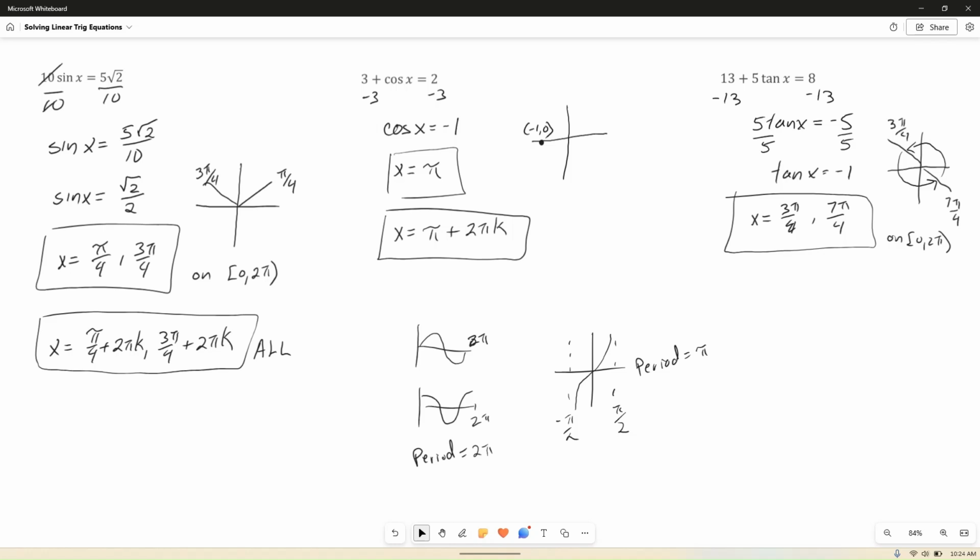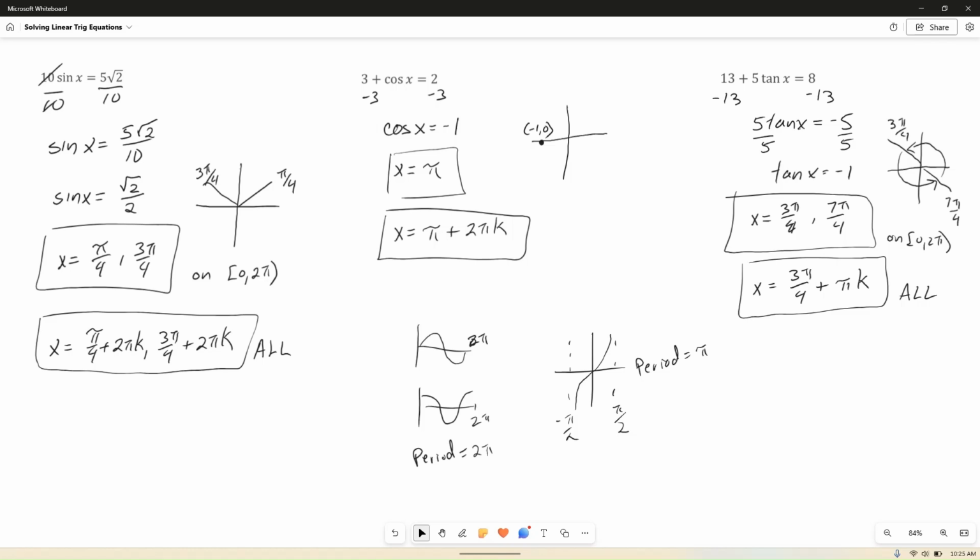So with tangent, if I'm going to express the infinitely many solutions, I don't need to use both of these. I just need to use one of them. Usually we can pick the smallest one and then just add pi k. So I could say, instead of using 3 pi over 4 and 7 pi over 4, I could just say x is equal to 3 pi over 4 plus pi k. Okay, and that will give me the infinitely many solutions.